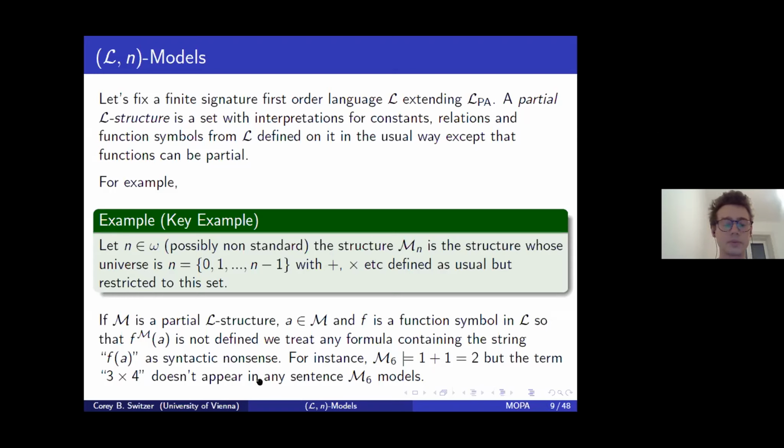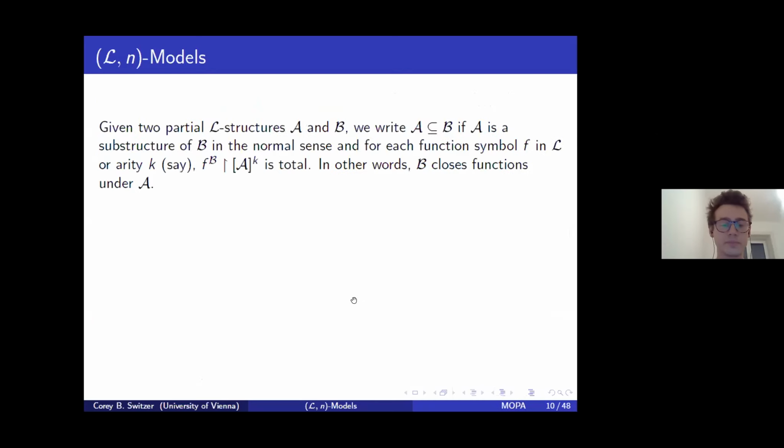Okay, so M6, for example, it knows that 1 plus 1 equals 2. I mean, I didn't say this, but of course you have this same satisfaction relation. You can define it in the normal way. But if I tried to write down a sentence involving 3 times 4, M6 doesn't know anything about it. It doesn't have an opinion. All right, and so this is exactly to answer Cameron's point.